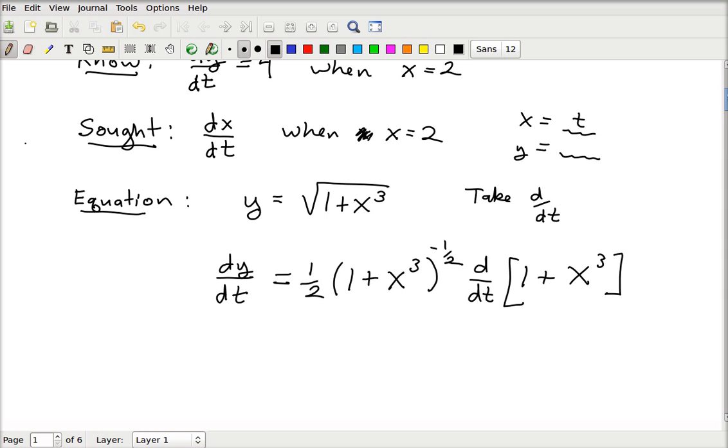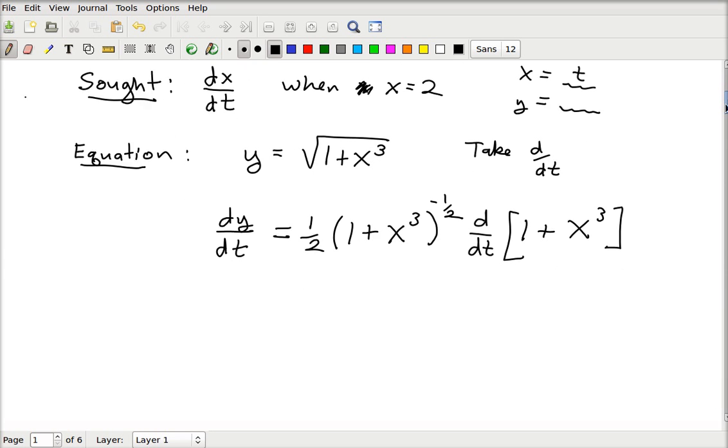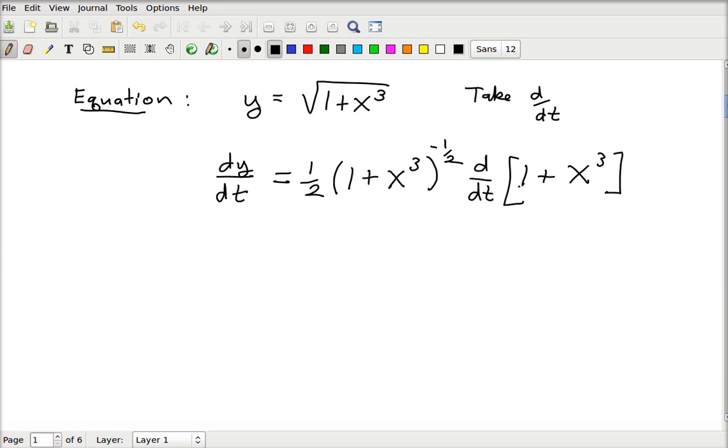Maybe that'll make the problem a little easier if we do that in 2 steps. So let's keep going. We need to know what the derivative of 1 plus x cubed is with respect to t. So I'll recopy this part. This is 1/2 times 1 plus x cubed to the minus 1/2.